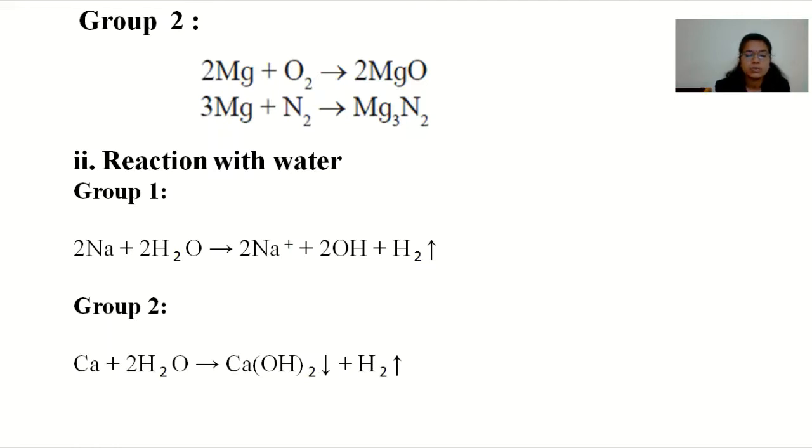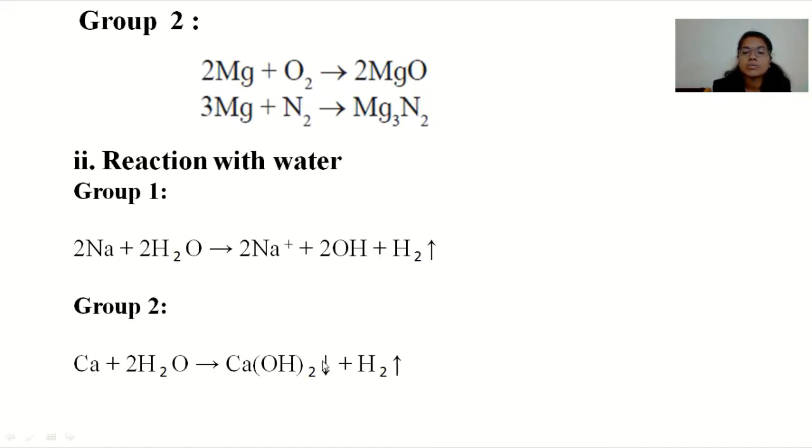While in group 2, the elements of group 2 react with water to form metal hydroxide and hydrogen. Beryllium does not react with water. Magnesium decomposes hot water. Other elements react with cold water forming metal hydroxide. For example, see here in this reaction, calcium reacts with water to form calcium hydroxide as a precipitate.